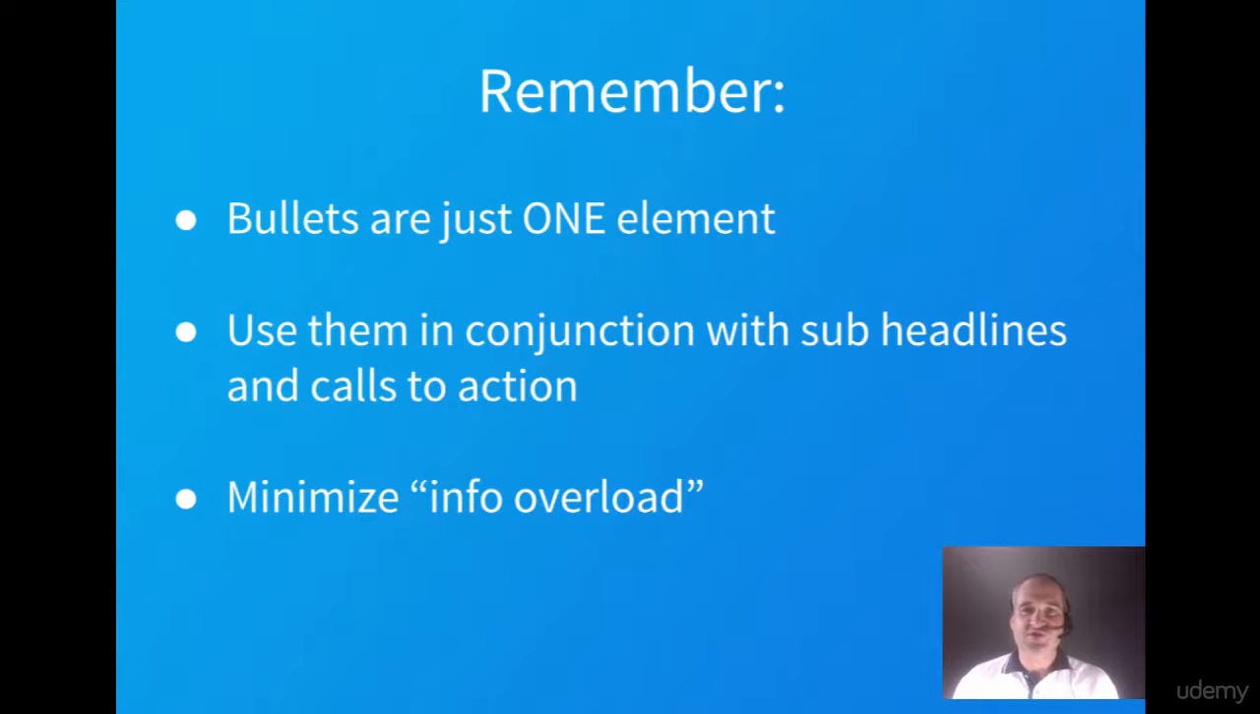Remembering again that this is just one element of a high converting squeeze page. We've got headlines, we've got load time, we've got subheadlines, we've got the calls to action, which we're going to get into, and we've got the opt-in forms we've talked about. Bullets are key, but they're one key. We want to use them collectively with our subheadlines and our calls to action, and we want to minimize info overload. If you can say something in 2 words instead of 3, do it. If you can go from 5 bullets to 4 and get the same message across and still invoke that curiosity, do it. It's always about being as brief as possible in a lead generation page.